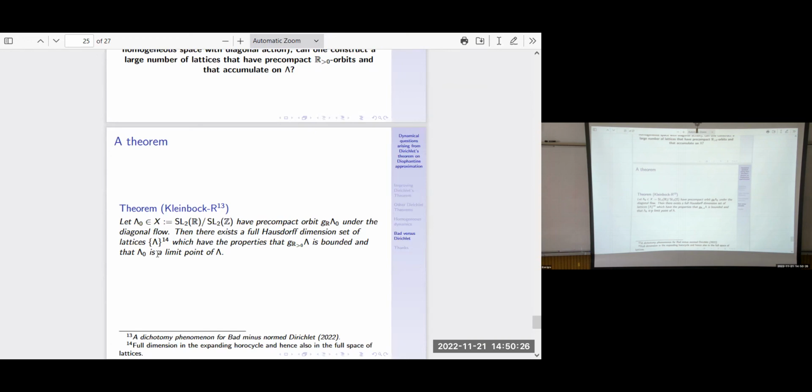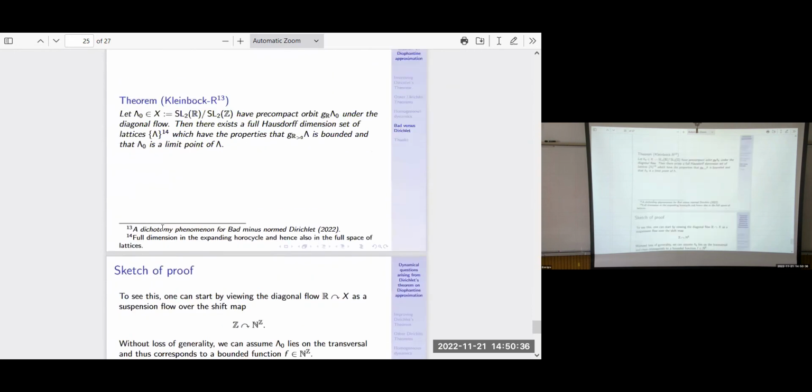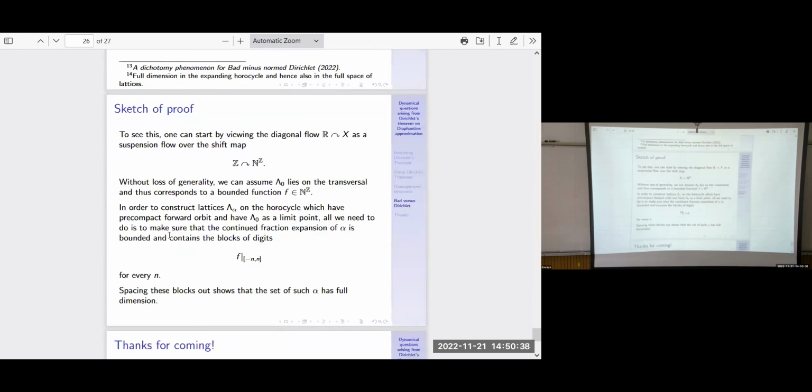Yeah, that's it. And this is using games? No, this is not. These things are never a winning set, but it's using symbolic dynamics.